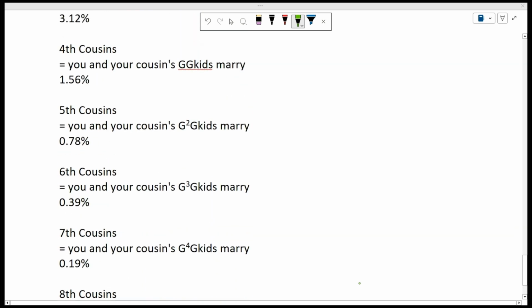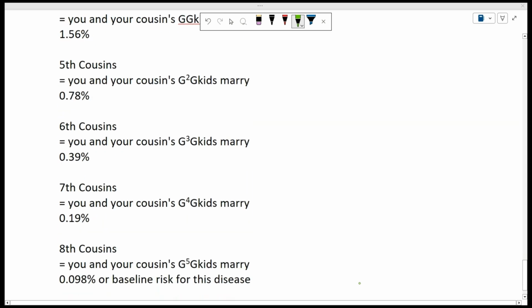Seventh cousin, 0.19% chance of having the same messed up gene. Eighth cousin, you're now at the baseline risk for this particular disease, right? And so, yeah, that would be your great, great, great, great, great grandkids for both you and your cousin marry, right? And that would be their risk of having a child with this disorder.